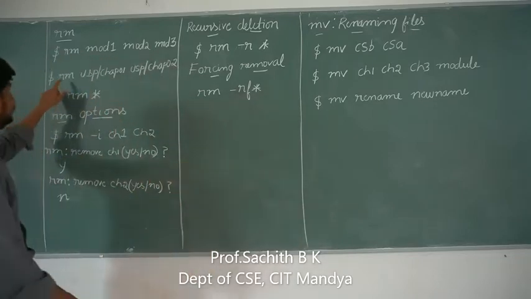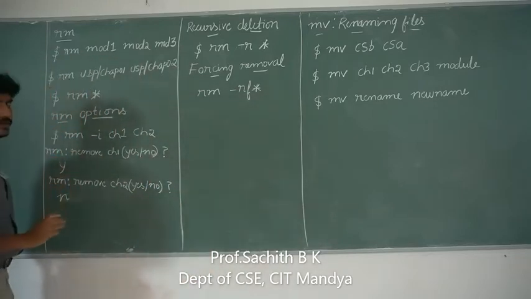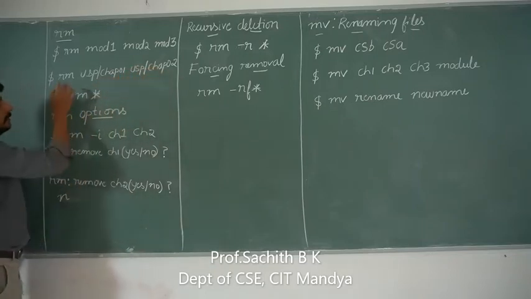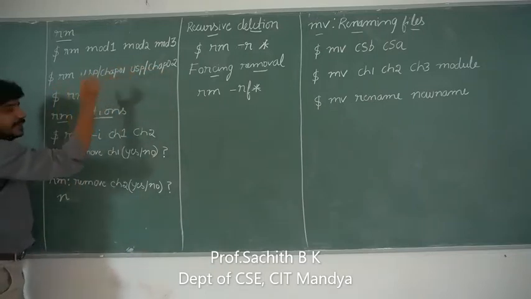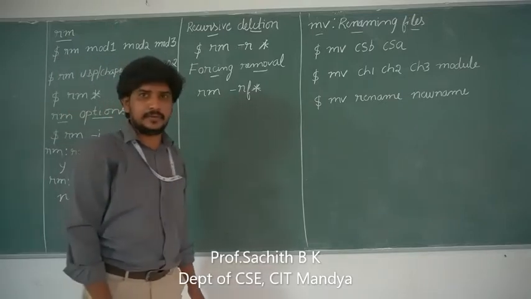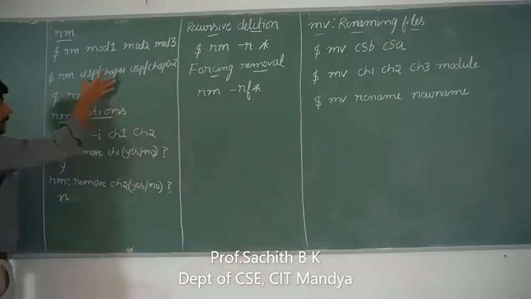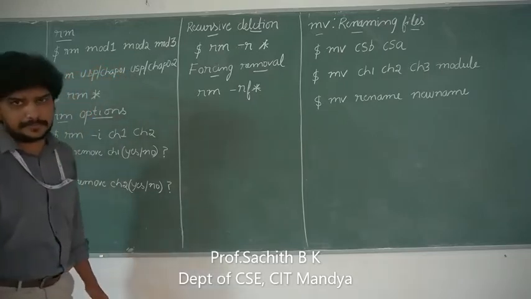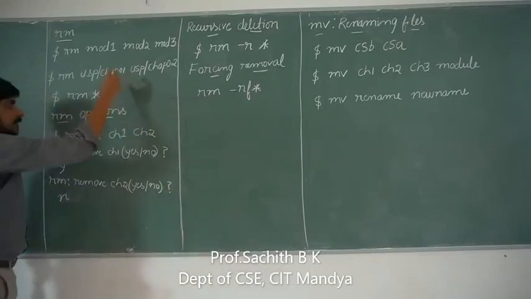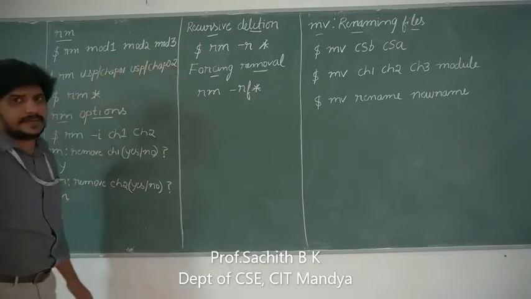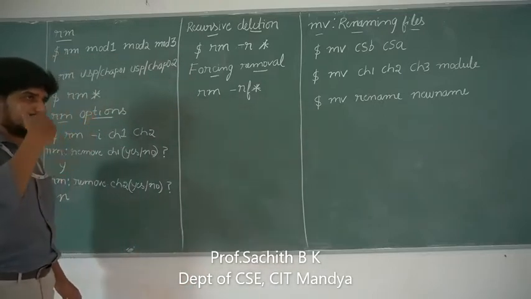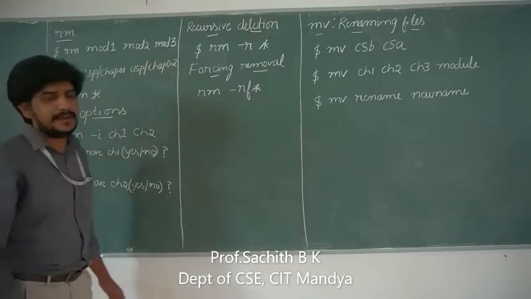As you can see in this example, I am trying to remove two files, chap01 and chap02, but these two files are present in the directory usp. So I can give the path like this. That means go to the usp directory, then delete the file by name chap01, go to the usp directory, then delete the file by name chap02. So this is how you can go to another directory, then delete the file present in that particular directory.